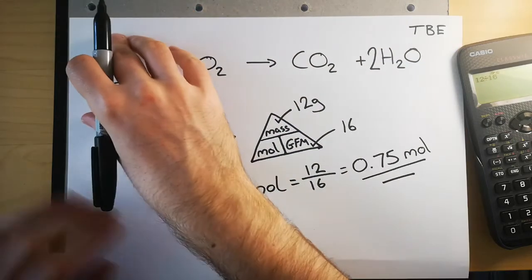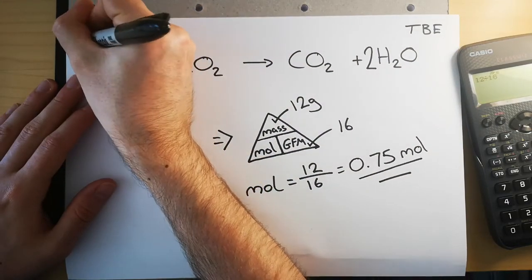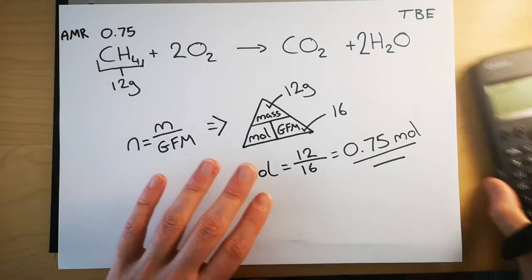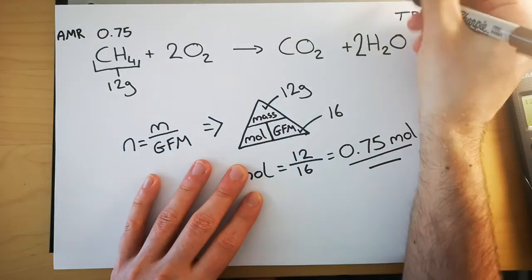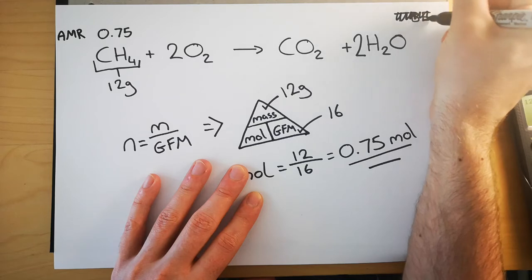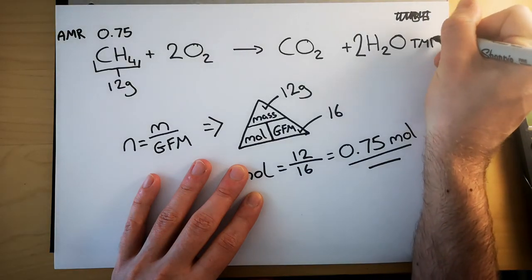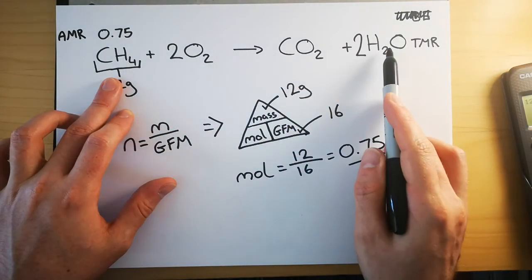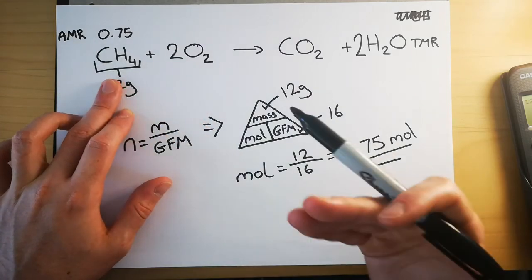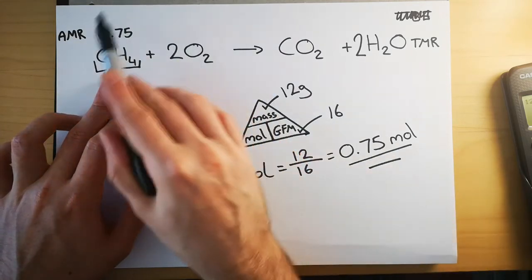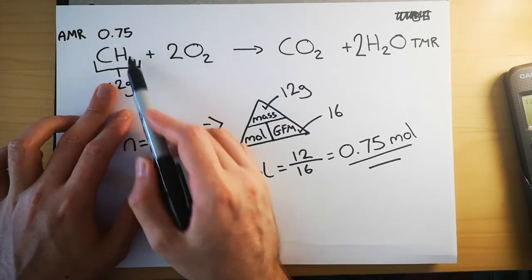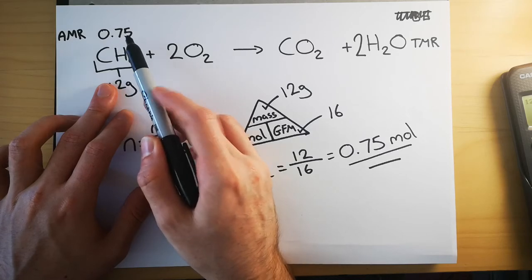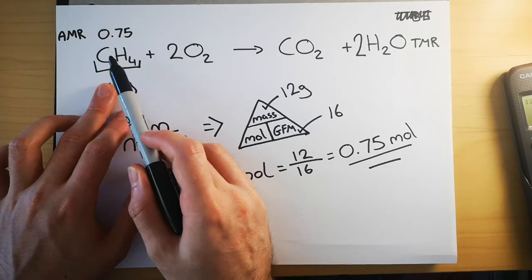0.75. This is the actual molar ratio. I'm going to write the theoretical molar ratio. So our theoretical molar ratio is 1 to 2 to 1 to 2. The actual molar ratio will follow the same pattern, however the numbers are going to be slightly different, because I don't have 1 mole of methane. I've got 0.75 moles of methane. However, the ratio is still 1 to 2.